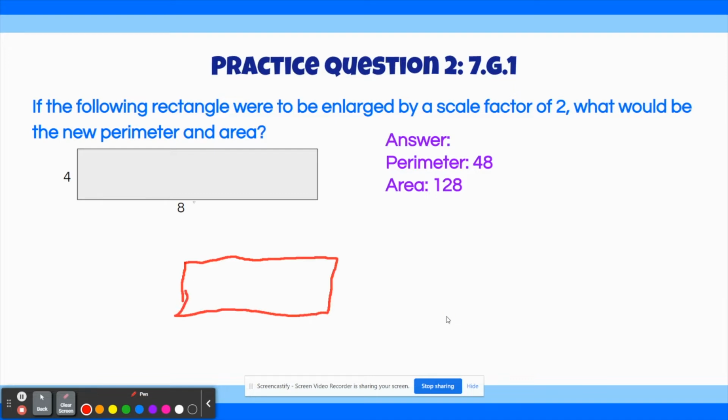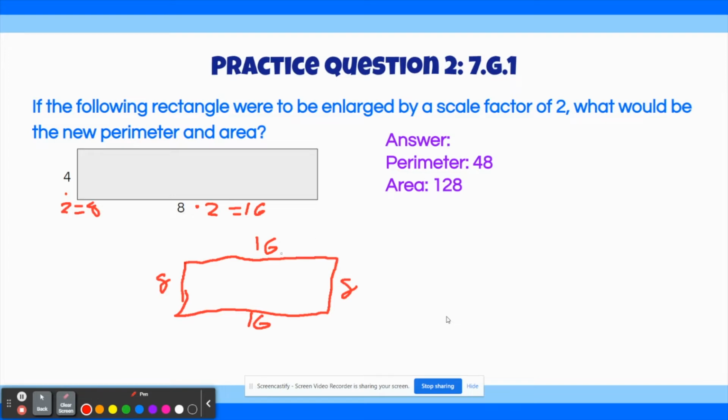If we multiply 8 times 2, we get 16. So that means this side would be 16 as well as this side. And then 4 times 2 equals 8. So that means this side would be 8 and this side would be 8. Now all we need to do is calculate the new perimeter and area.